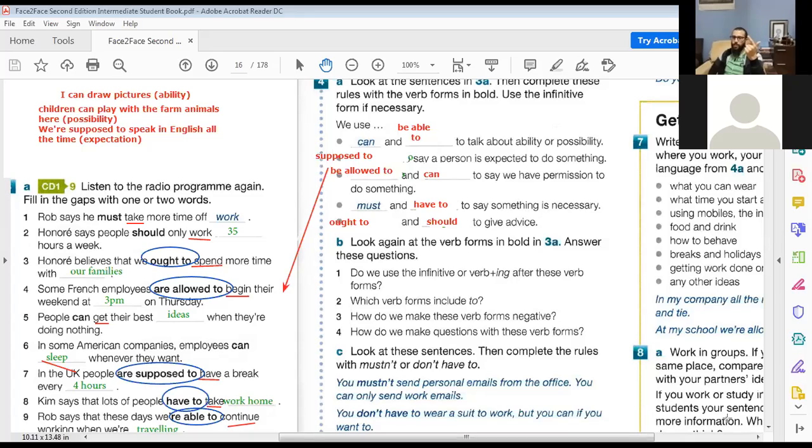What about supposed to? Are you supposed to? Correct. Are you allowed? It's the same because you start with the verb to be, right? Yeah, verb to be. But ought to, we don't know. We still don't know how to make it into a question, and we don't know how to make it into negative.